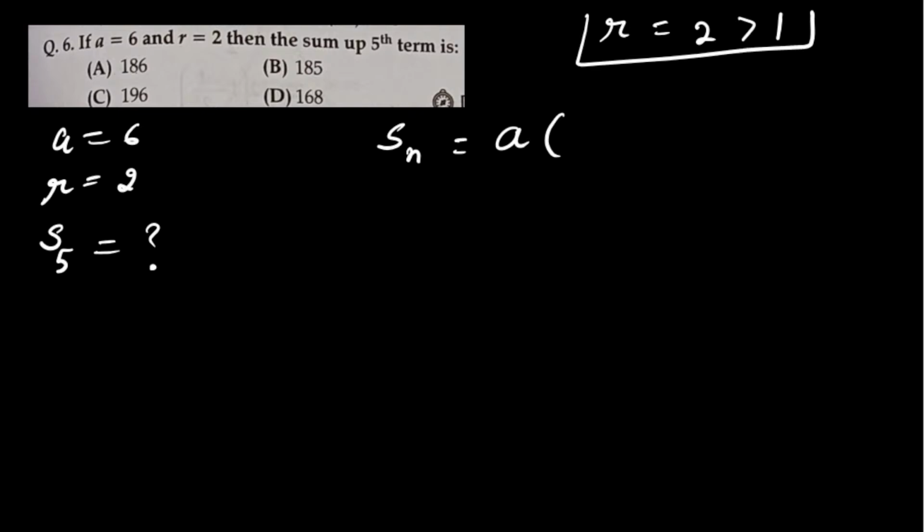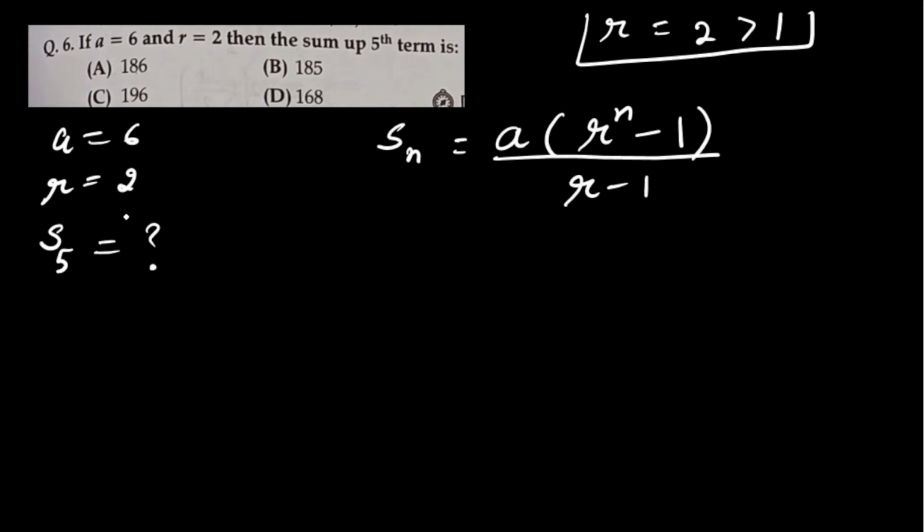See, we have some formulas of Sn. Now I have to consider Sn's formula here. R's value is equal to 2, which is greater than 1. So we have to use the second formula. The sum of n terms of a GP is A into, because R is greater than 1 here, I'll be using the second formula, (R to the power n minus 1) by (R minus 1). So Sn is equal to A into (R to the power n minus 1) by (R minus 1).